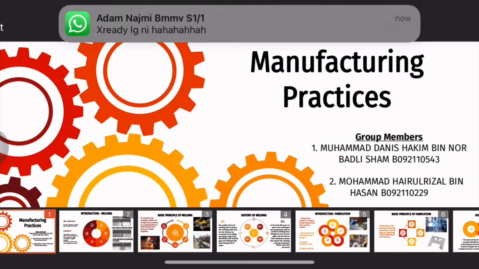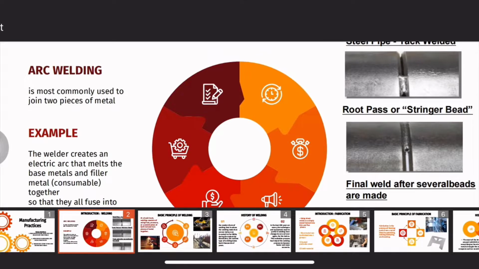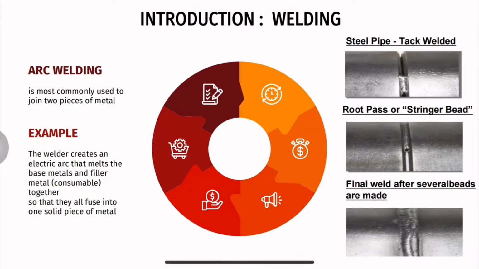Okay, we go to slide 2. Introduction to welding. As we know, arc welding is most commonly used to join two pieces of metal. We use heat to join two pieces of metal. For example, the welder creates an electric arc that melts the base metal and filler metal consumable together so that they all fuse into one solid piece of metal.